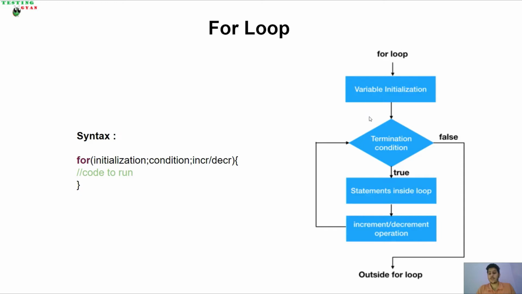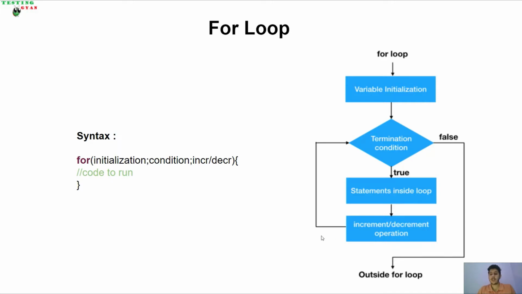Execution wise, the flow of for loop is like this. First the variable will be initialized, then it will compare the condition. If condition is true, then it will go inside the for loop and execute the instruction. As soon as the instruction is executed, it will increment or decrement the variable. Then it will again check the condition. If condition is true, again it will go inside the loop. Again it will increment or decrement. As soon as the condition is false, it will come out of the loop.